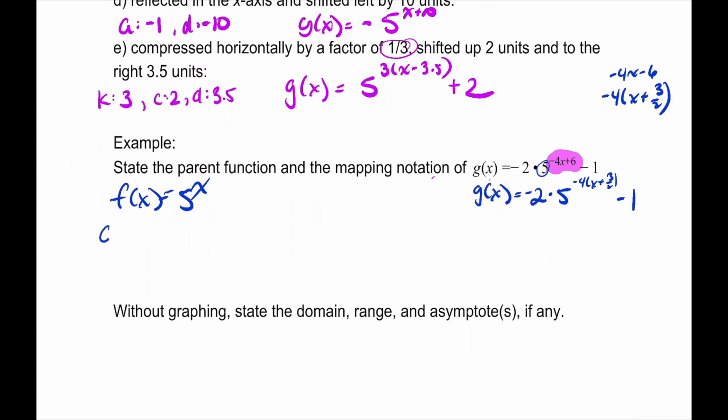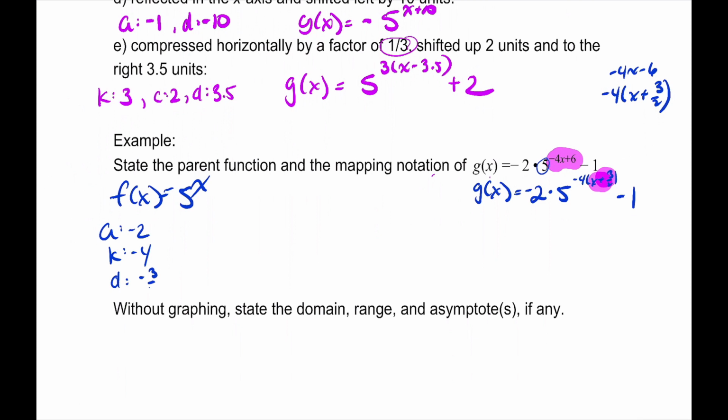So here, let's get my a attribute. It's going to be negative 2. The k attribute we saw is going to be negative 4. My d attribute, the tricky part about d is, what makes that 0? What makes x plus 3 halves equal to 0? Well, x must be negative 3 over 2. And then my c value here is just negative 1.